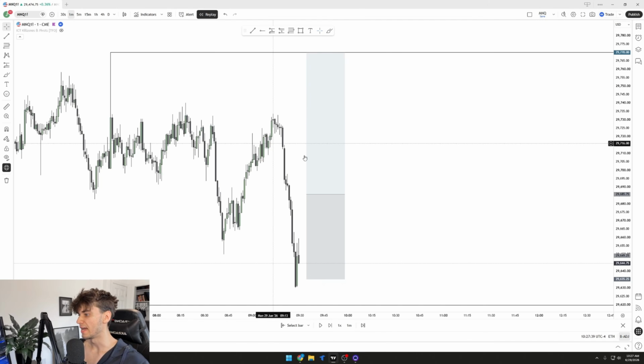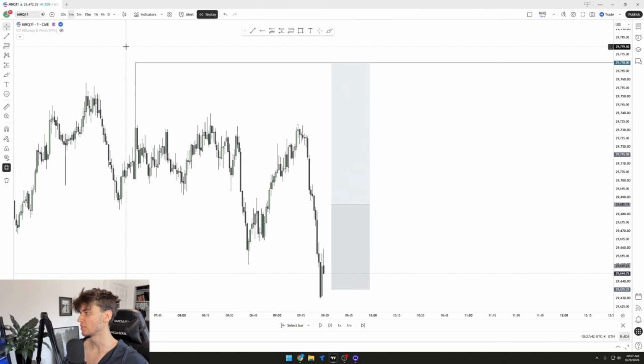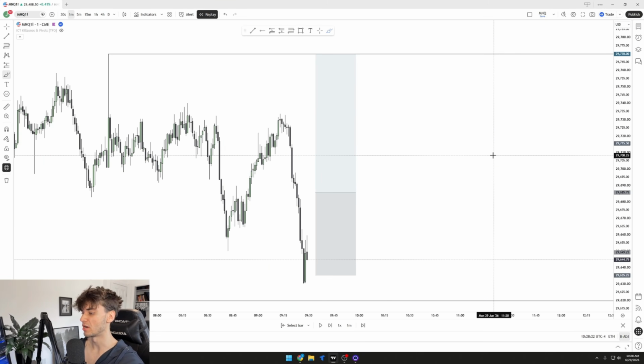So with that being said, I wasn't as open to taking shorts because we had this data high above, and I was expecting that to get run potentially after we sweep this sell side liquidity. Now, because the higher time frame is not super obvious, I still have the liquidity marked out that I want to get hit, and that's data highs.